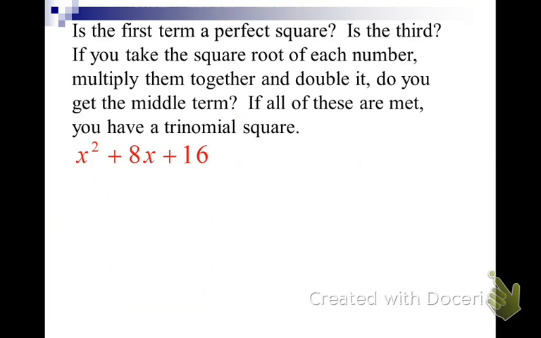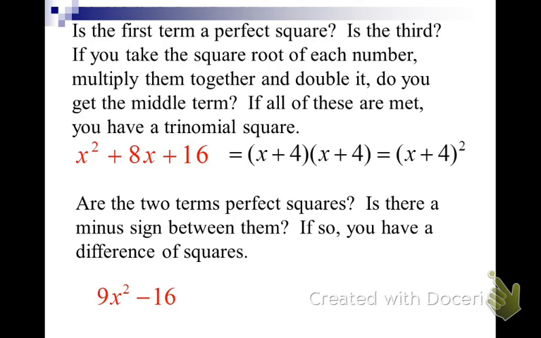And the way you do that is you take a look at the first term. Is the first term completely a perfect square? In this case, x squared is a perfect square. So that's the first part. Is the last term a perfect square? Well, 16 is a perfect square. Is the middle term 2 times the first term times the last term? In this case it is, so this is going to factor into a plus b quantity squared, because we have a squared plus 2ab plus b squared.